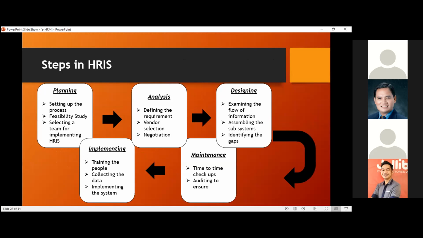So, steps in HRIS or Human Resource Information System. First is planning or setting up the process: feasibility study of what kind of system they will have, selecting a team for implementing the HRIS. Next is analysis: defining the requirements, vendor selection or negotiation. Third is designing: examining the flow of information, assembling the subsystem, identifying the gaps. Third is the maintenance: time to check ups, auditing to ensure, and fourth is implementing or training the people, collecting the data, and implementing the system.